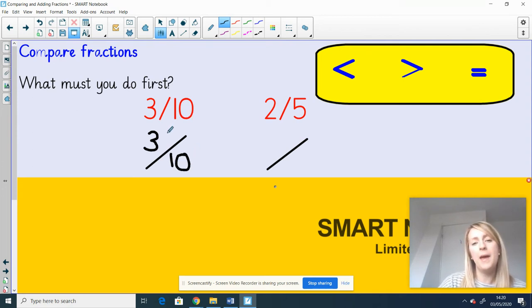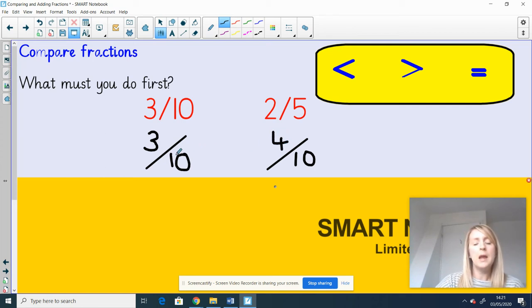Now, to be able to compare these two fractions, I need both of them to be in tenths. So this fraction here is going to be tenths. I need to find a fraction that is equivalent to 2/5, but the denominator will be tenths. So to make this 5 into a 10, I have multiplied it by 2. If I do something to the denominator, I'm going to have to do it to the numerator as well. So I multiplied the 5 times 2, so I'm going to have to multiply the 2 by 2. So 2 times 2 is 4.